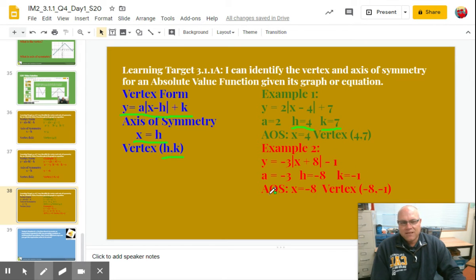So our axis of symmetry here is x equals negative 8. And our vertex is negative 8 comma negative 1. Yes, the a value does mean something. I'm not going to talk about the a value today. That will be another lesson.